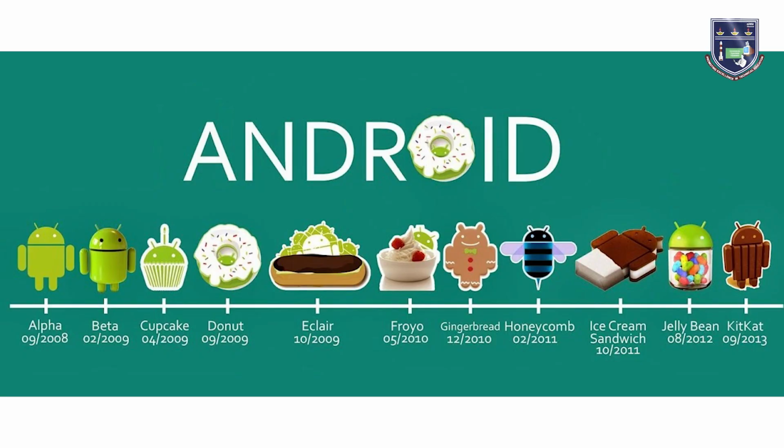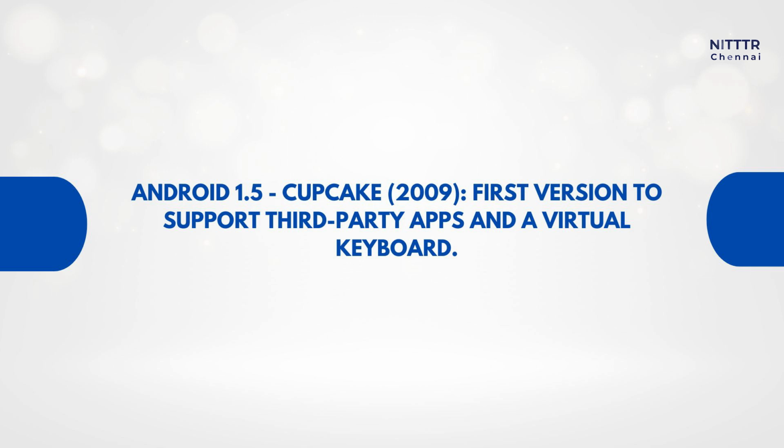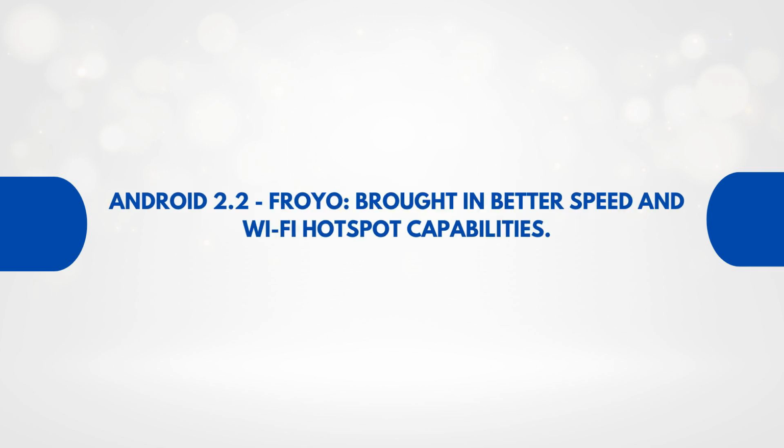Now let us look at how Android has evolved over the years. Android versions were released with both numbers and dessert-themed names until version 10. Here are some key versions. The first is Android 1.5 Cupcake, released in 2009, the first version to support third-party applications and a virtual keyboard. The next version is Android 2.2, called Froyo. This brought better speed and Wi-Fi hotspot capabilities.